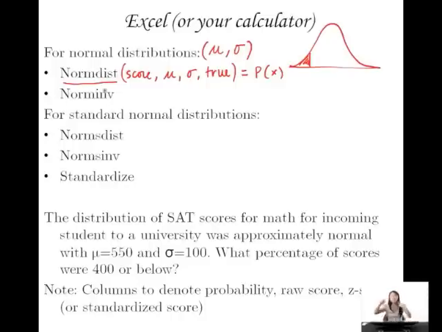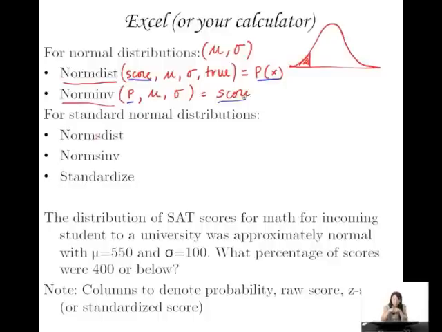NORM.INV is just the inverse of that. So here you give it the probability, the mean and the standard deviation, and it spits back out to you the score. So notice that these two are inverses. That's why one of them is called NORM.INV, because in one you get the probability and the other you get the score, right? So these are our two flipping around values.